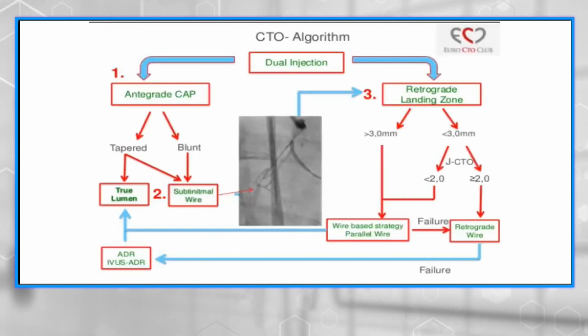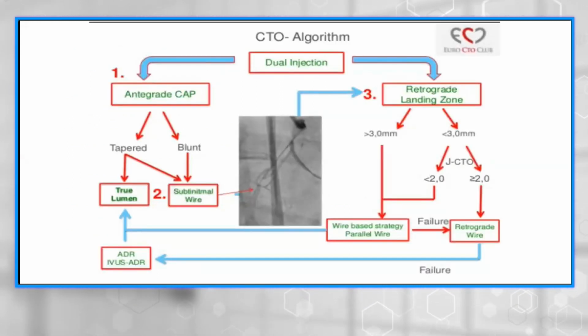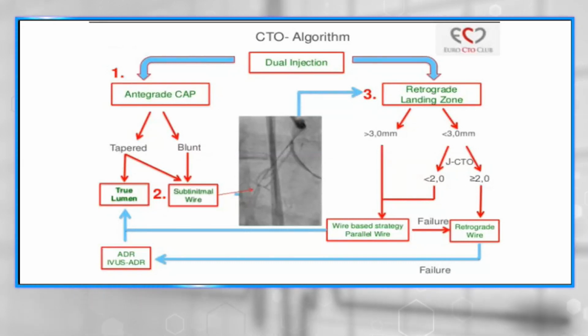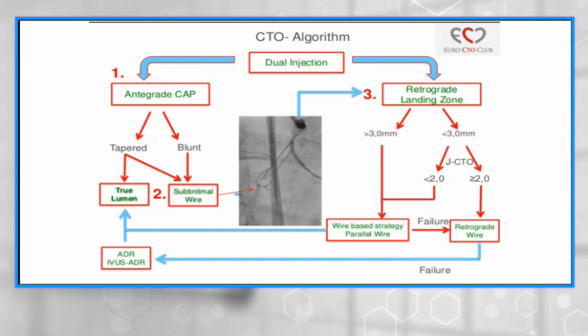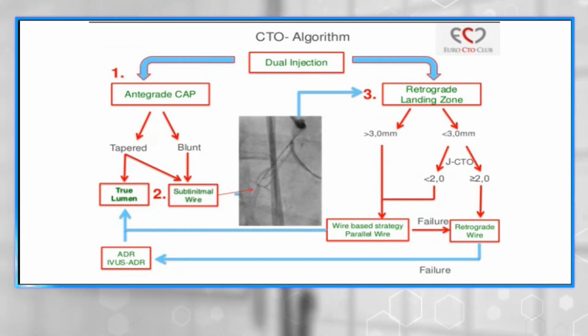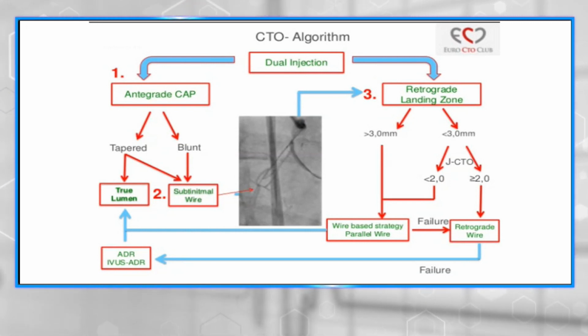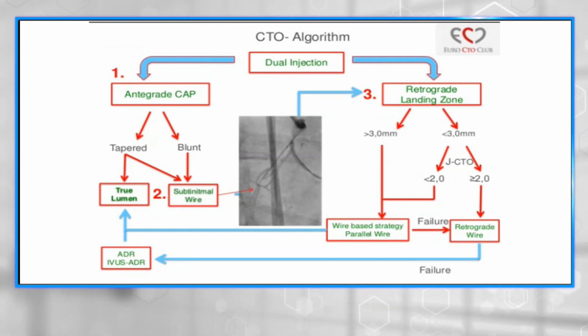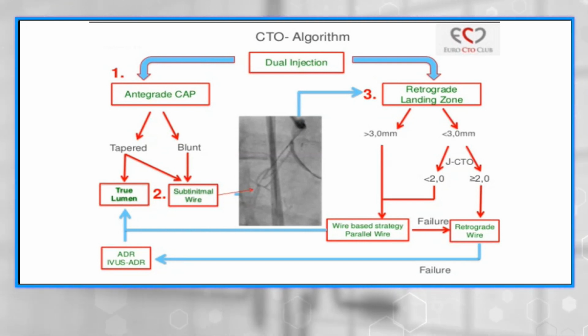So this is the algorithm according to CTO Club. If we have a good distal landing zone, we can try integrated. If you don't have any distal landing zone or have a very long CTO, we had better turn to the retrograde approach.